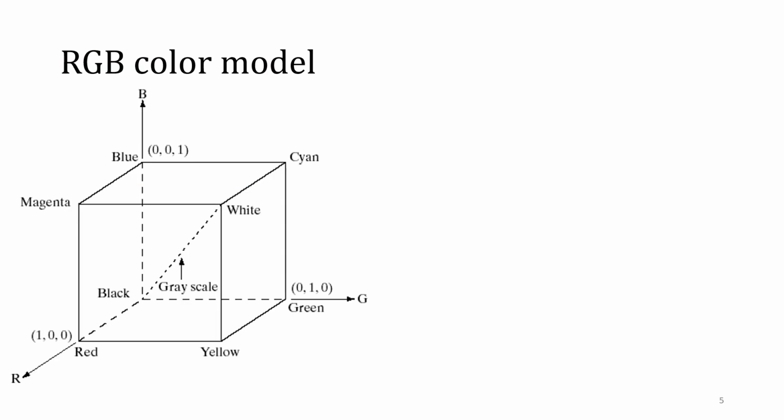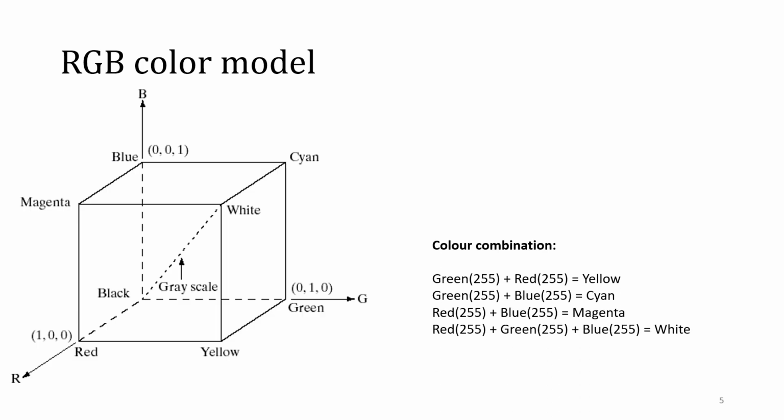RGB color model. This is the cube which represents the RGB color model. We can see the corners of the cube are meant to be red, with coordinates 100 for red, 010 for green and 001 for blue. In the same way, other color combinations like magenta, white, cyan, yellow are also placed in the remaining corners of the cube. If we combine full green with full red, it will give you yellow.